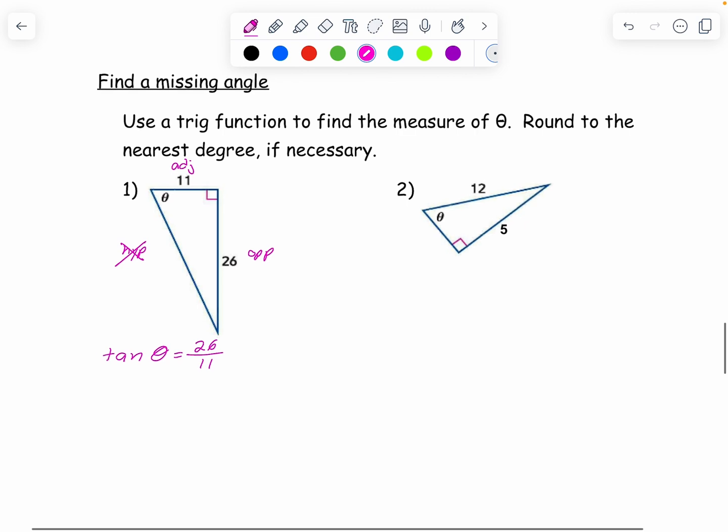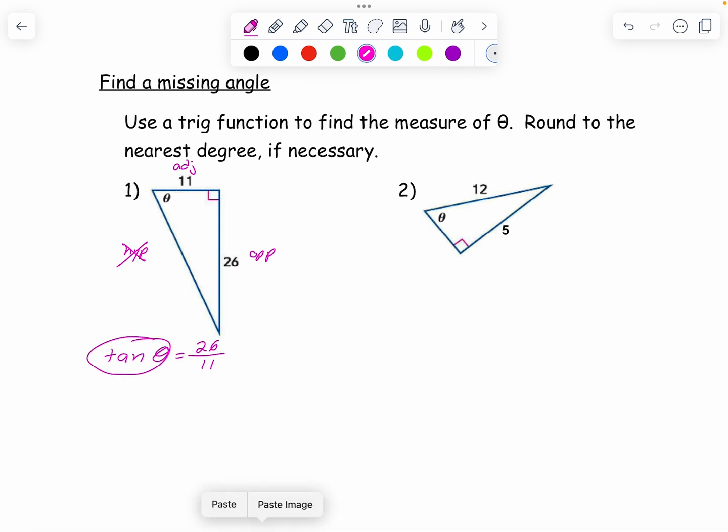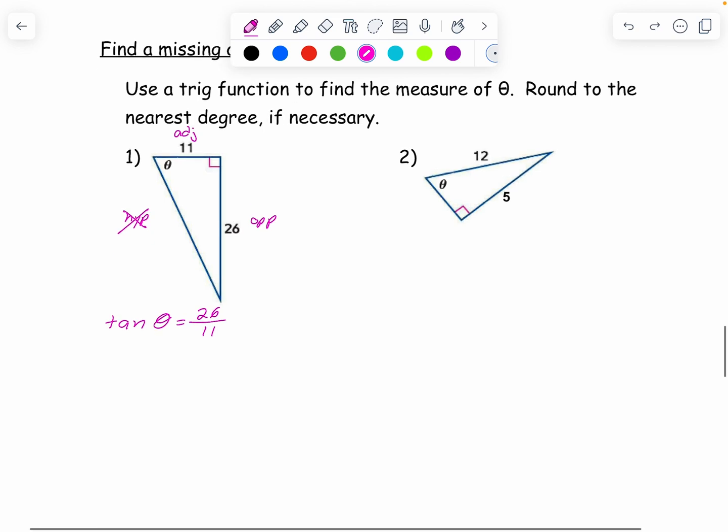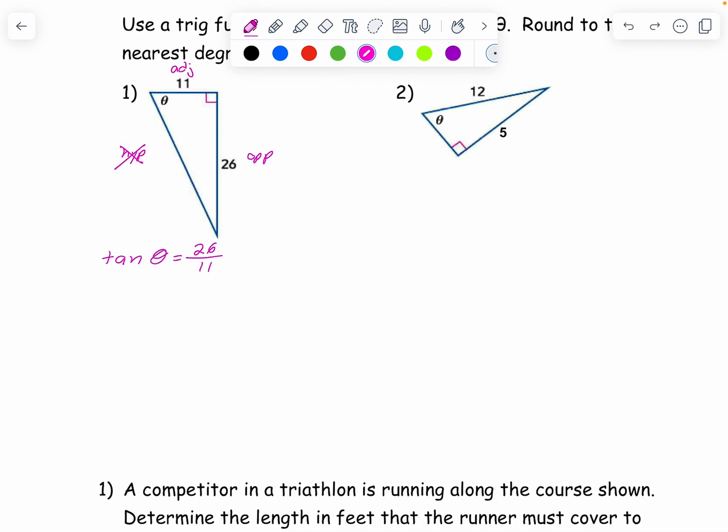So I can't just multiply and divide to move things around. Tangent theta is a single unit. I can't do anything to separate that. What I need to do is solve for theta. So when I am trying to find an angle, in order to solve for that angle, you are going to use the inverse operation. So we are going to do inverse tangent of whatever that fraction came out to be, 26 over 11, and that is going to tell us what our angle is.